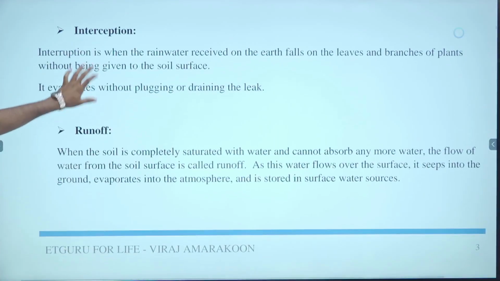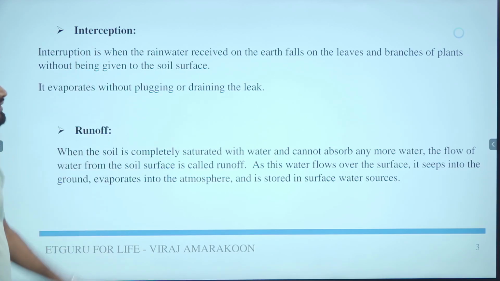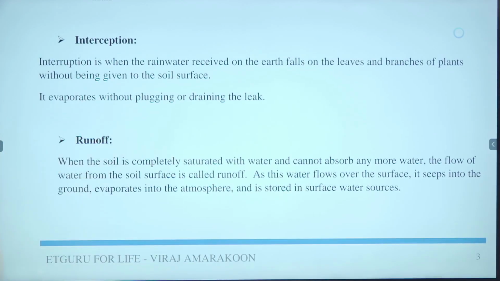Then we are going to talk about some other processes. Interception. Okay. Interception is when the rainwater received on the earth falls onto the leaves and branches of the plant without reaching the soil surface.